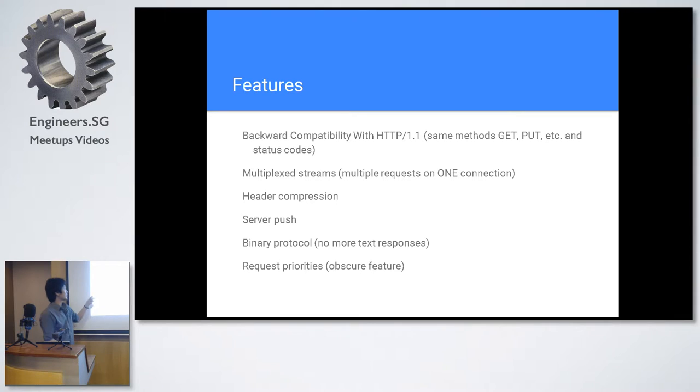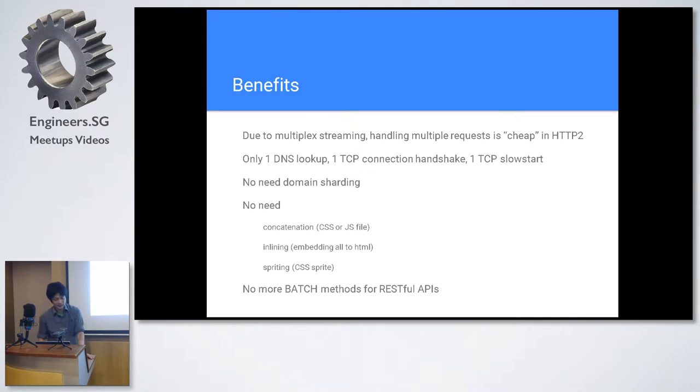The other one is binary protocol. So the responses for HTTP2 are no more text. If you use curl, it's a bit harder to see what you are getting back. Then there are request priorities, another feature where you can prioritize the request. This is an obscure feature which is just there. Not sure how good it will be in the real world.